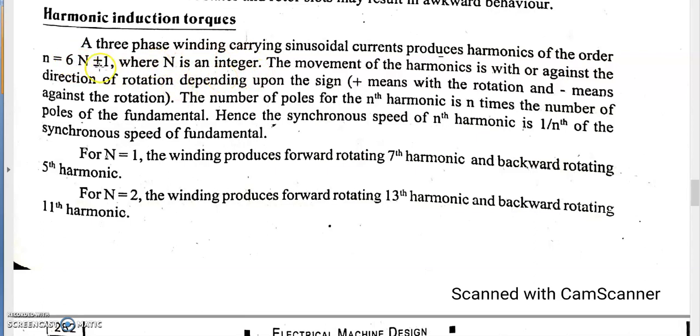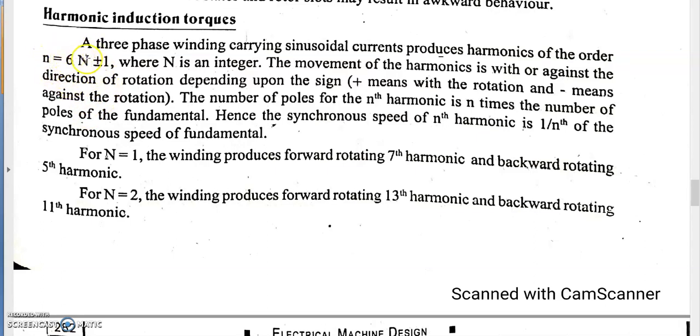Suppose we assume n is equal to 1, so we get 6 plus 1 and 6 minus 1, that is 7 and 5. The 7th order harmonic will be represented with 7 into 120. Actually, in a 3-phase machine the phases are displaced by 3 into 120 degree, that is 360 degree. This 360 degree is also represented as 0 degree or reference, since 0 or 360 is the same. So in a 3-phase machine, only 360 degree will be displaced with each phase.